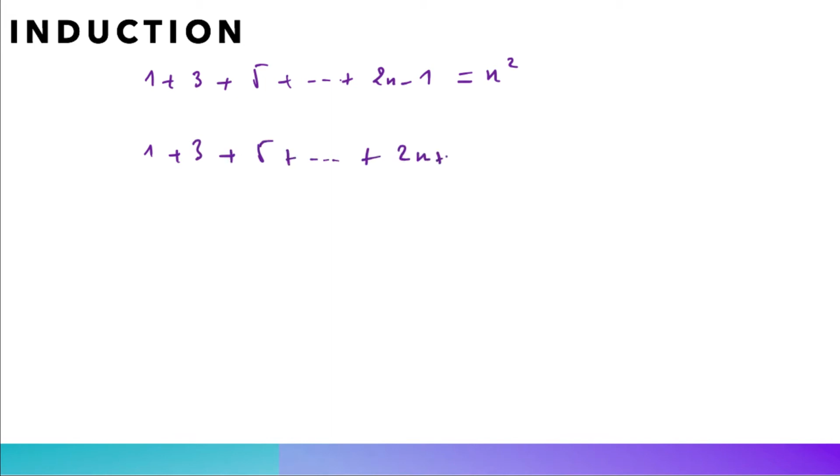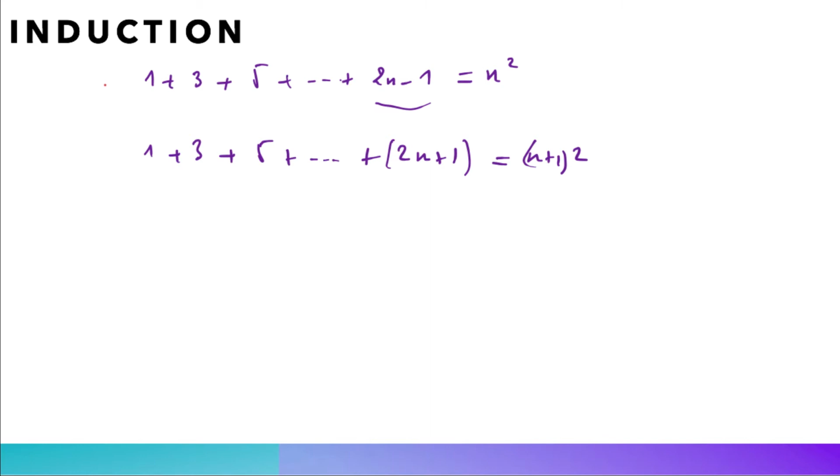In our case, suppose that for a certain integer n, we have that 1 plus 3 plus 5 plus ... plus 2n minus 1 is actually equal to n squared. And let us try to prove that we have from this 1 plus 3 plus 5 plus ... plus 2n plus 1 is equal to n plus 1 all squared. Notice here that 2n plus 1 is actually the odd integer right after 2n minus 1.